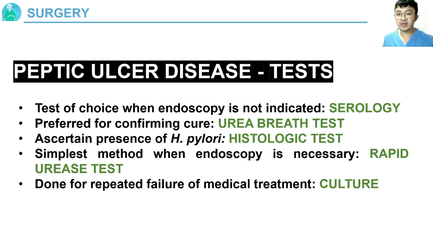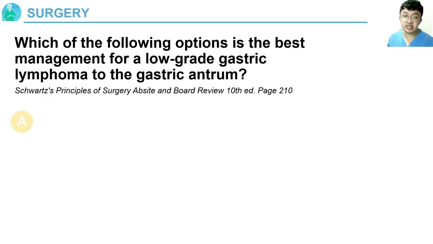We apply certain substrates which are converted to urea. You have a rapid urease test. If it's positive, then it means that there's H. pylori because your H. pylori has urease. What's done for repeated failure of medical treatment? You have culture and sensitivity because some of the H. pylori are already resistant to some antibiotics that we give for patients with peptic ulcer disease.